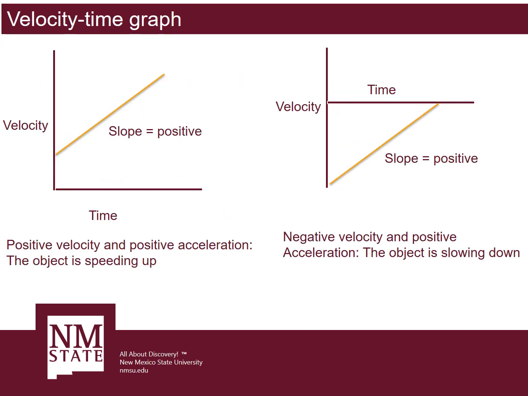Here's an example of that. You have positive velocity and positive acceleration, so the velocity is getting faster. Here you have negative velocity but positive acceleration, so it slows down. Notice how the line goes towards zero as time goes on.